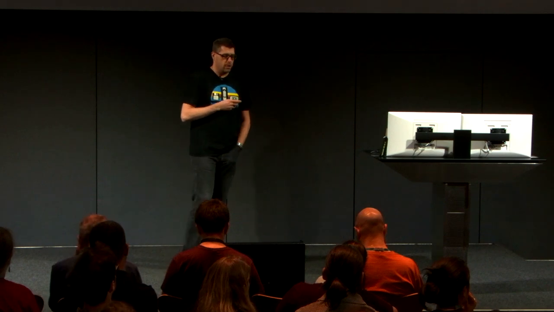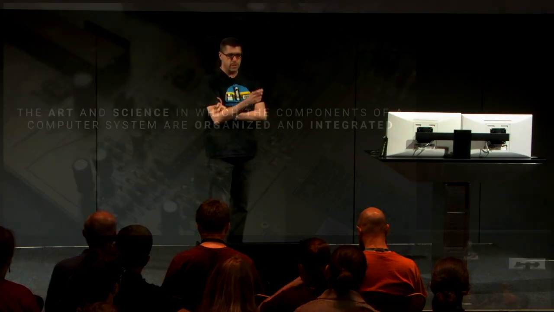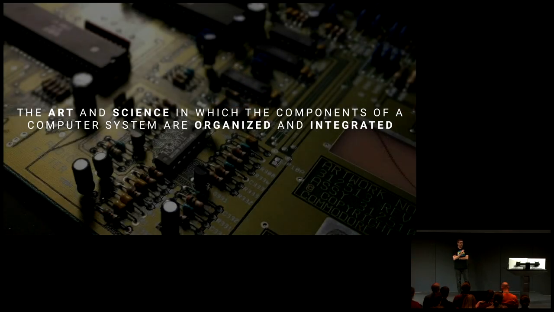When it comes to software architecture, so software development, the dictionary gave me an interesting definition. Software architecture is the art and science in which the components of a computer system are organized and integrated. So first of all, art and science. How many of you consider themselves artists? Many consider themselves engineers, right? But artists? Interesting. The second thing is organization and integration. So software architecture has to deal with where components of your system are and how data flows between these components.